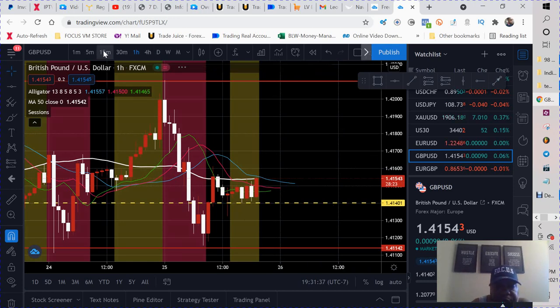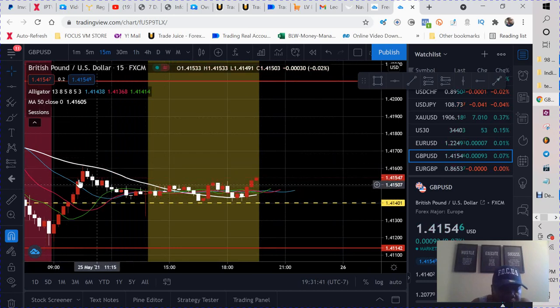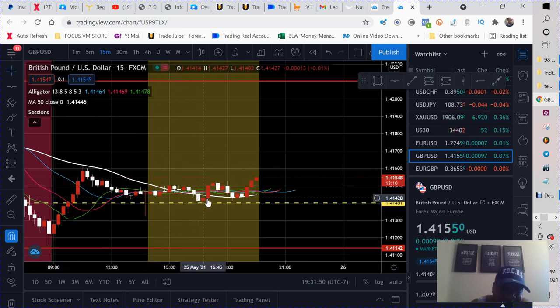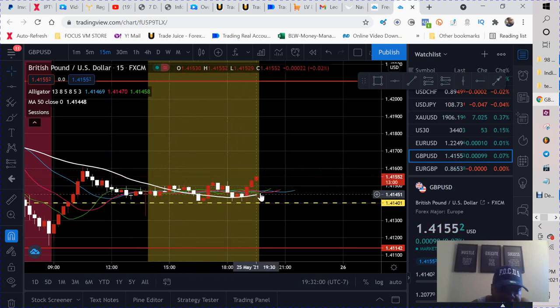Now we can come down to our 15 minute and see that it's already started. You feel me? Came down to this level here, kind of tested it, bumped his head on the 50, respected it, broke a little bit, but you already know what that's about right there. Resistance is now turning into support right there, which lets us know. And then we can see that break above with our alligator to the upside.